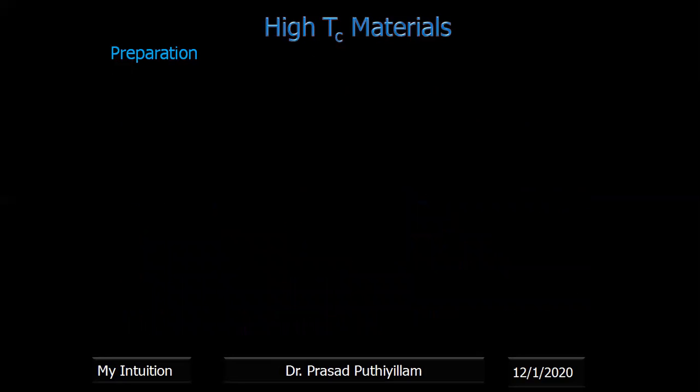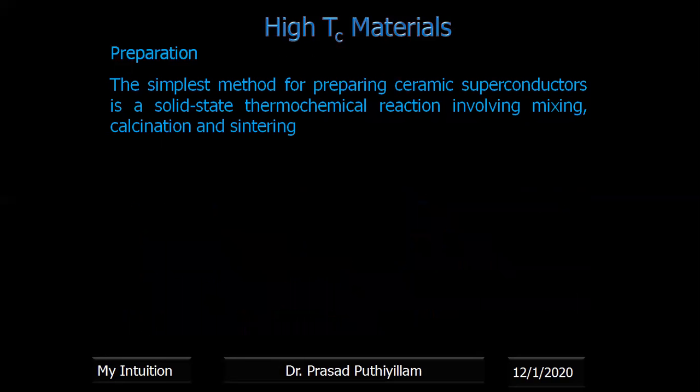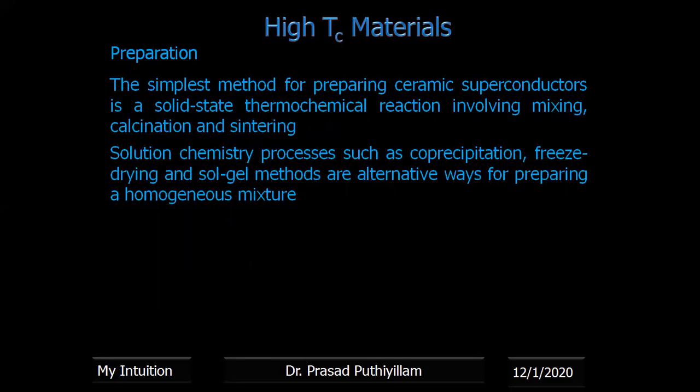Preparation of HTC materials, or superconducting materials. The simplest method for preparing ceramic superconductors is the solid state thermochemical reaction, which involves mixing, calcination and sintering. There are also solution chemistry processes, solution techniques such as co-precipitation, freeze drying, and sol-gel methods as alternative methods.